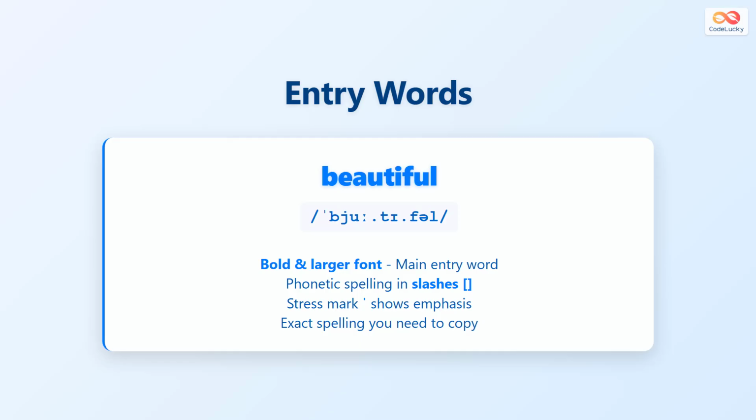Entry words are the main words you look up in a dictionary. They appear in bold and large font so you can spot them easily. Each entry word shows you the exact spelling you need to use. After the entry word, you'll see the phonetic spelling, which shows you how to pronounce it. The phonetic spelling uses special symbols and marks. For example, the word beautiful shows you exactly how each part sounds. Learning to read entry words correctly ensures you understand the base form of the word and can find it quickly in the future.